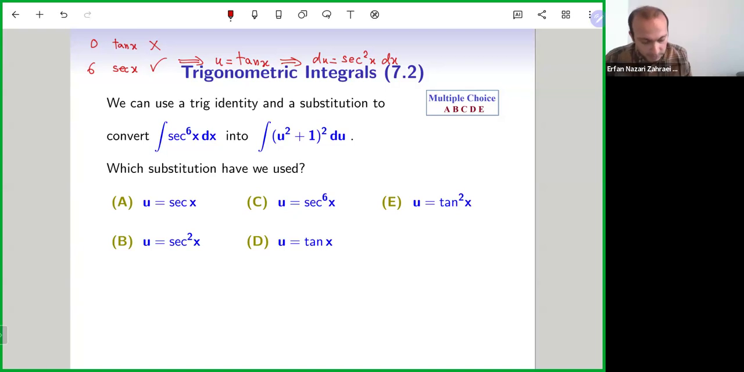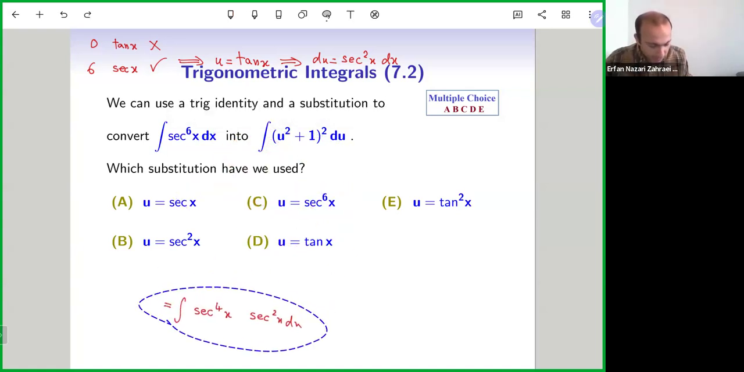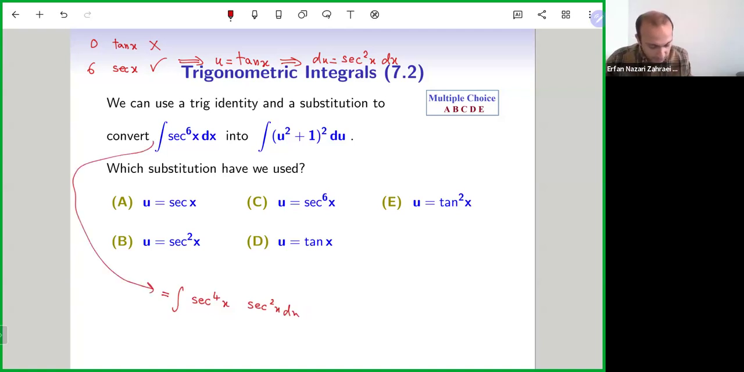And after doing this substitution, I need to isolate or separate du, which is secant squared dx, and convert the rest to u. What is the rest? I already wrote dx and two of these secants. The rest is 4 secants, secant to the fourth x. Now I need to convert this secant to the fourth. Let me actually write it at the bottom of the page so I have a lot of space to do the computation. So this is secant squared, squared.